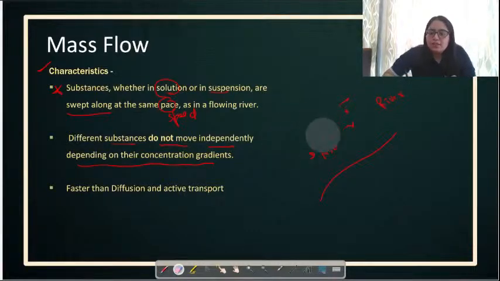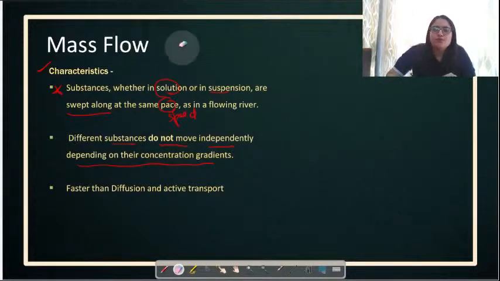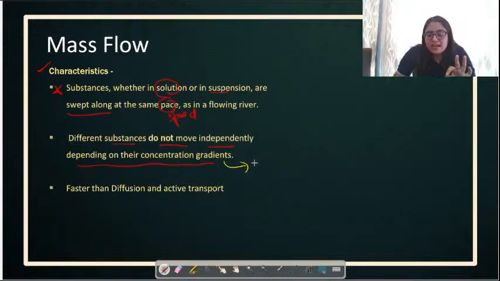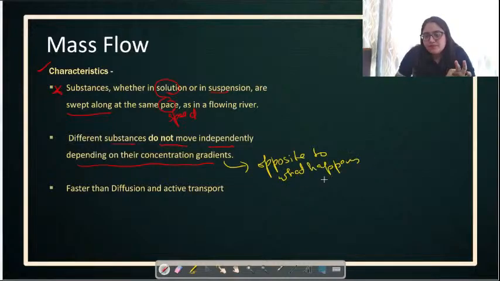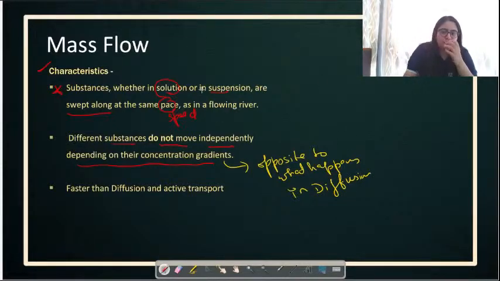Now let me help you understand. This is a very beautiful line actually, students, so I want to explain it in a little more detail. This is exactly opposite to what happens in diffusion. So remember, my kids, when I taught you diffusion, what did I tell you? Let me draw this for you to make you understand.